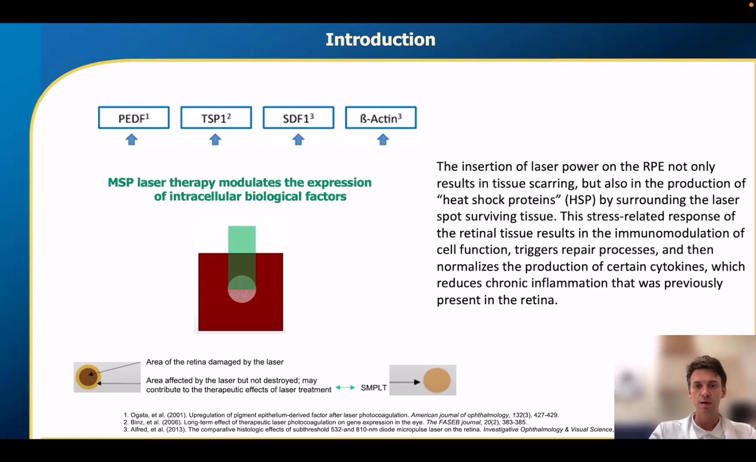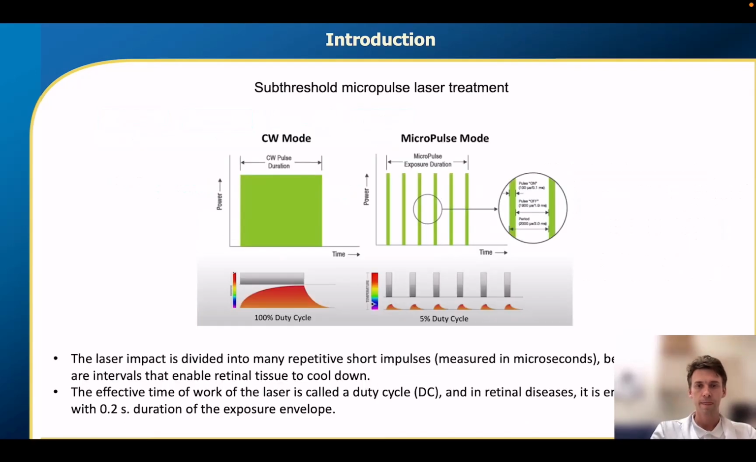Microsecond pulse laser therapy triggers a stress response and induces beneficial intracellular biological factors that have anti-angiogenic and regenerative effects without destroying tissues, as in the case of laser photocoagulation.